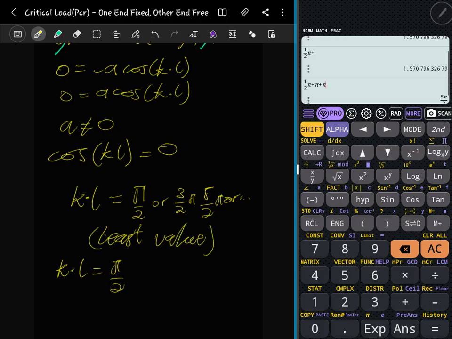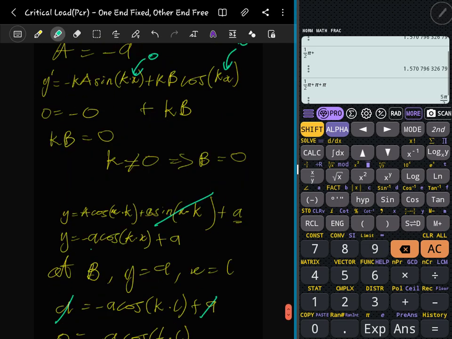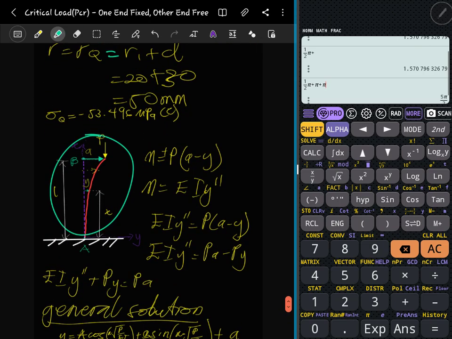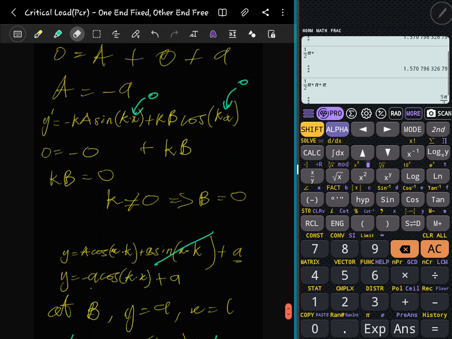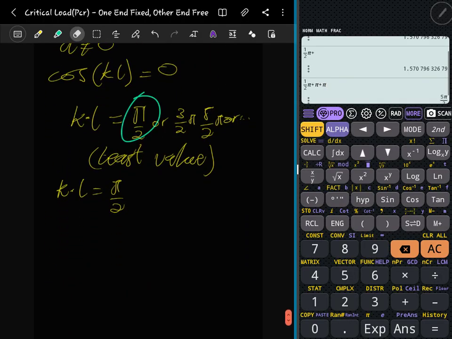Least value in the sense that we are trying to see the smallest. We are taking this one because our aim is to find our critical load, the very least load at which the column will buckle, moving from its initial position, this purple one, to this red one. We are trying to see the least force, so we consider the least KL. That's why we are doing it this way.